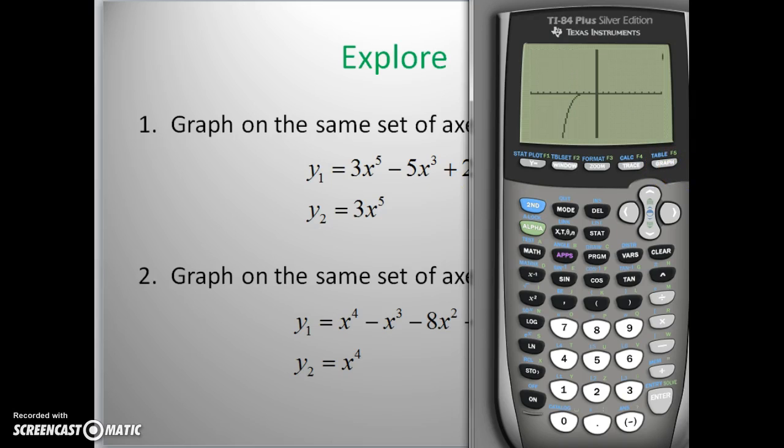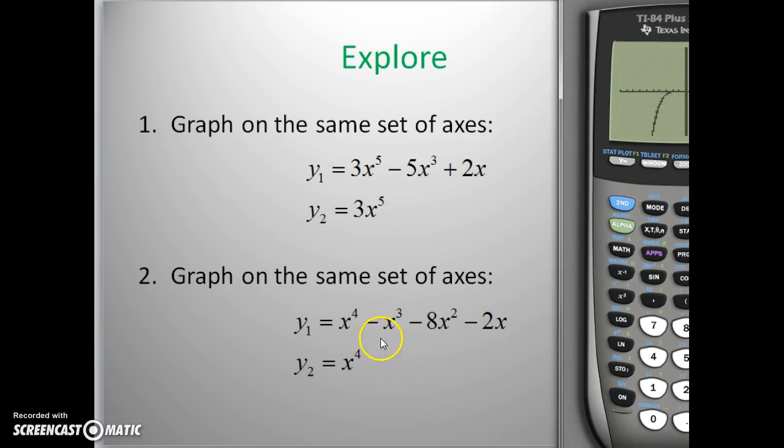And there's the first function. Again, that's the one that has 3 terms. And the second function is just the leading term. And you see they practically trace one another. So essentially, as we zoom out, or as we get further and further away from the origin, these functions are just going to look the same.